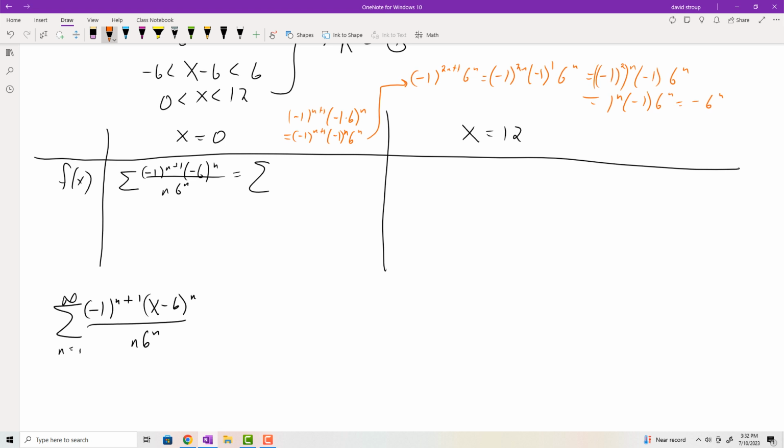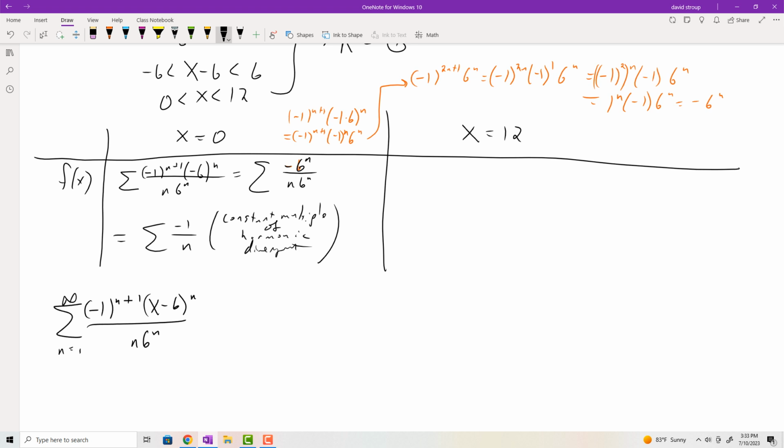So I have -6 to the n all over n, 6 to the n. You could cancel out the 6 to the n's, and you get -1 over n, which is a constant multiple of the harmonic. And then, of course, it's divergent.